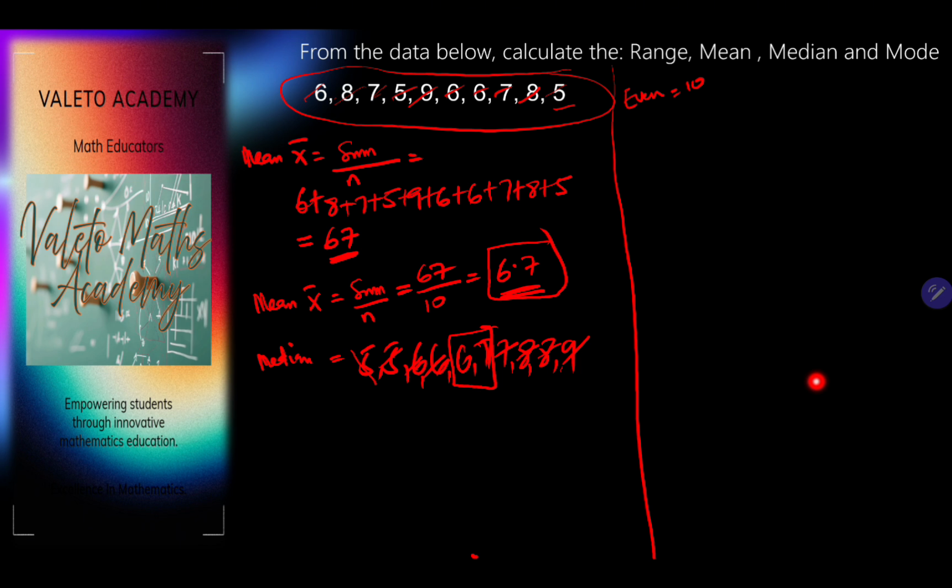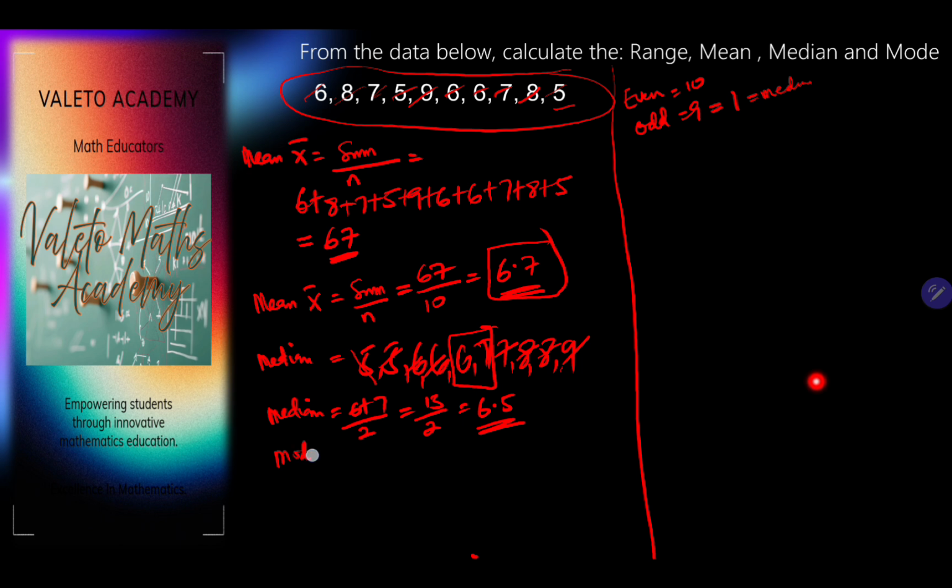So for every even data set, you're going to have two elements in the middle. But if it's an odd data set, like maybe 9, you're going to have one number in the middle, and that number is your median. But when it's an even data set, you're going to have two numbers in the middle, and to get the median, you have to find the average of those two numbers. So the median here will be 6 plus 7 divided by 2, which is the same thing as 13 divided by 2. And this is 6.5. So our median here is 6.5.